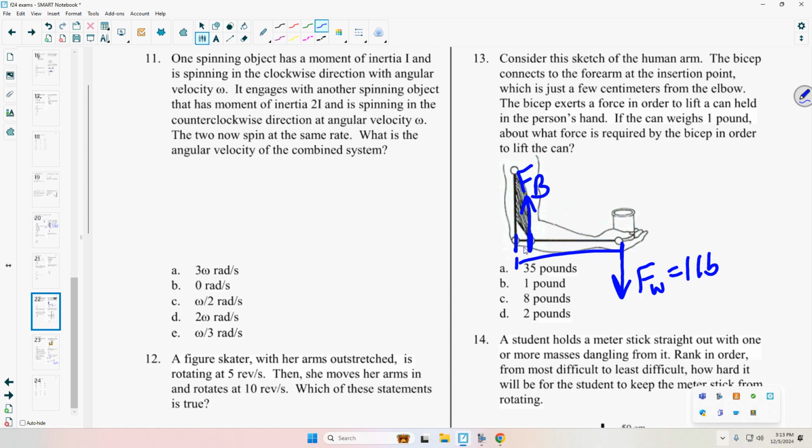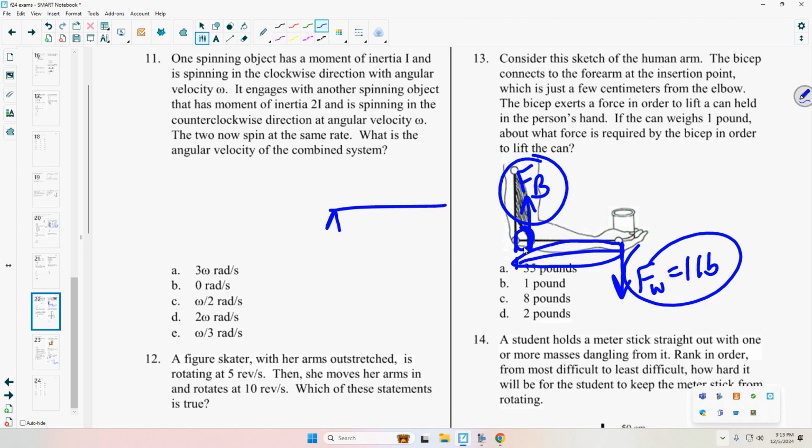All right, and I want to know what is the force of the bicep. Because the ratio of this distance to that distance is about, well, given the answer, about 8. So that means that whatever force you have here is magnified by a factor of 8. Let me show you what that would look like. I'll just put in some numbers. So let's say that this is my bicep, FB.